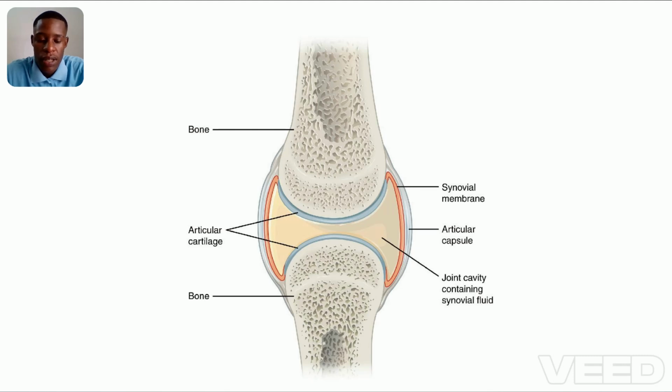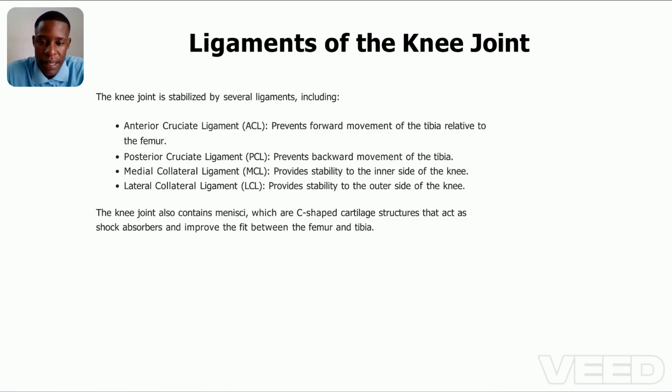and the lateral side, that's where we find the medial and lateral collateral ligaments. I have a picture below. I'll show you where most of these knee joints are and how they are located.